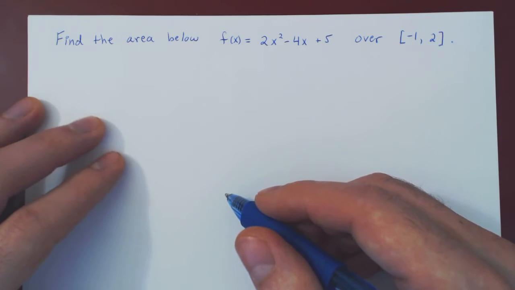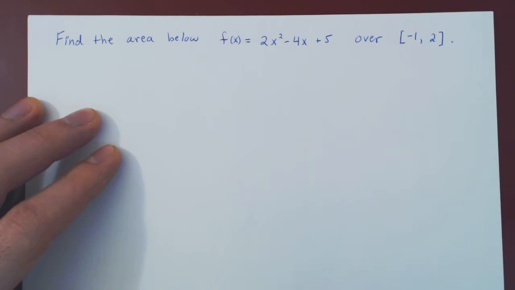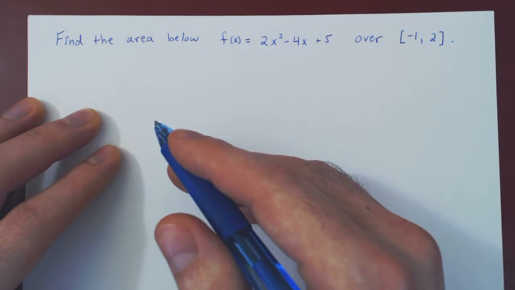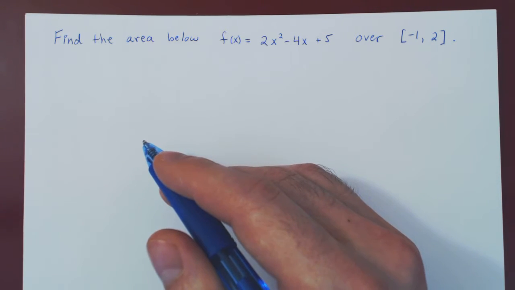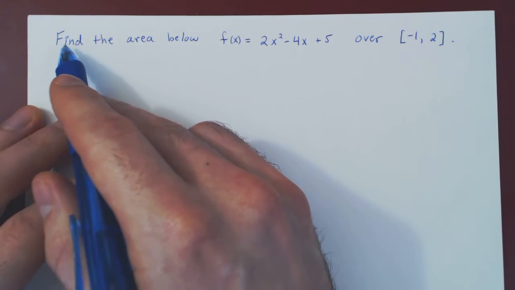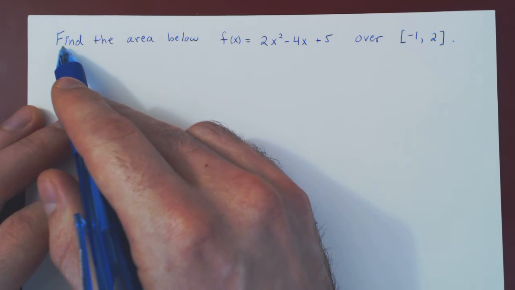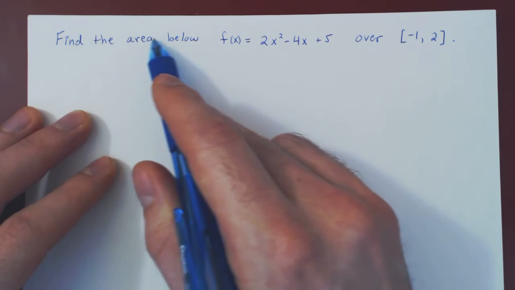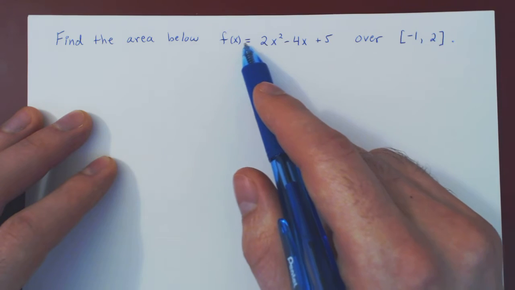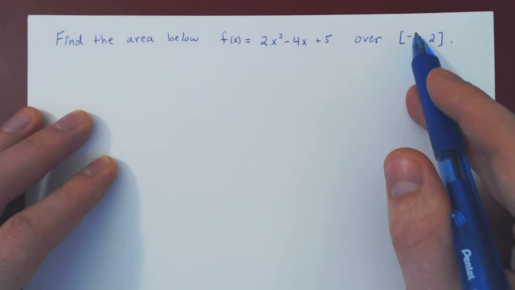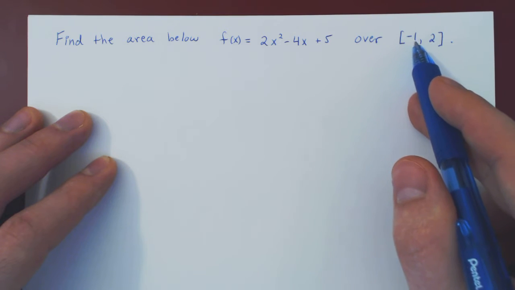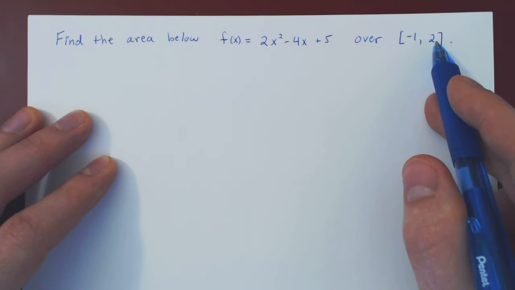Okay, so in this video, we will consider our first example of finding the area below a curve over a given interval exactly using the limit of a Riemann sum. So here's the exact curve and interval. We want to find the area below the quadratic polynomial f of x being 2x squared minus 4x plus 5 over the interval from x being negative 1 to x being positive 2.